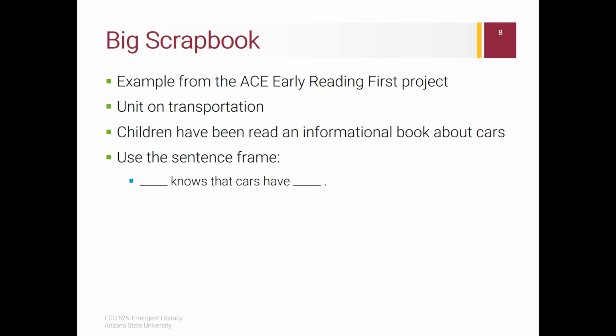Here are some examples of 2 big scrapbooks from the ACE Early Reading First project in San Luis and Somerton, Arizona. The children are engaged in a unit on transportation. They've just been read an informational book about cars. Then the teacher uses a sentence frame, "blank knows that cars have blank," so that children can dictate what they know about the parts of cars.